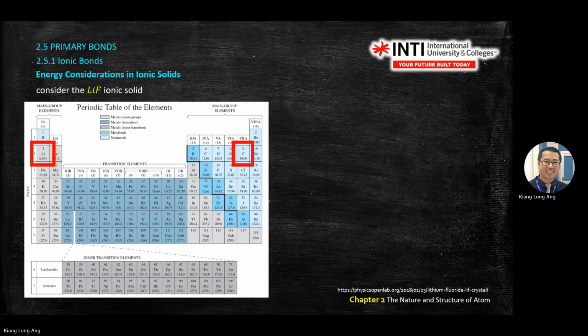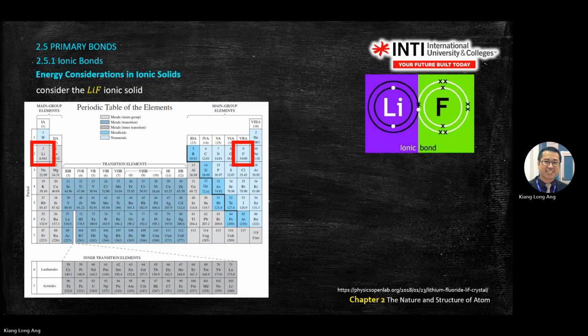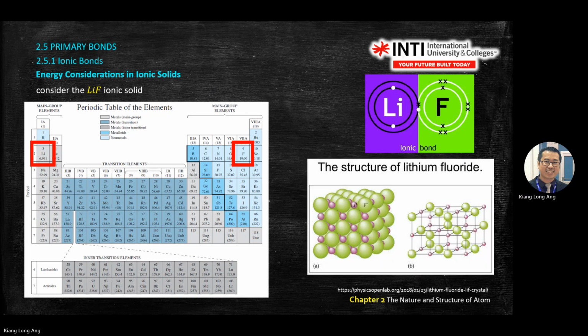Okay. Now, LiF that we discussed previously, Li plus F. So this is what you drew during your secondary school, right? You use this one, Li plus this one. So again, ionic bonding is metal plus non-metal. Okay. So the structure of lithium fluoride will look something like this. Okay.